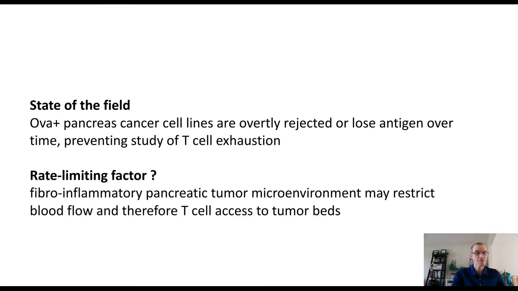So a potential rate limiting factor for T cell access to tumors, even if they were tumor specific, is the so-called fibroinflammatory microenvironment that characterizes pancreatic cancer, which may restrict blood flow. And because blood flow is restricted, and that's how T cells would get into the tumor beds, that may be why there are few T cells within pancreas cancer, regardless of antigen specificity.